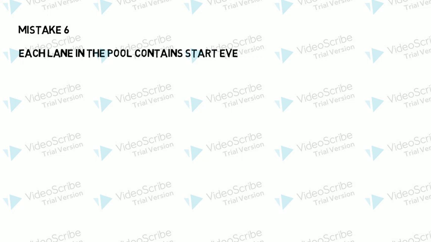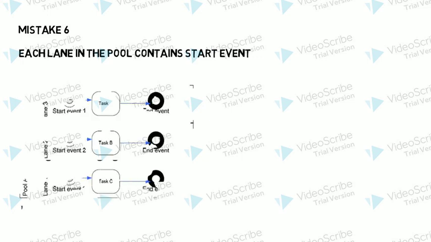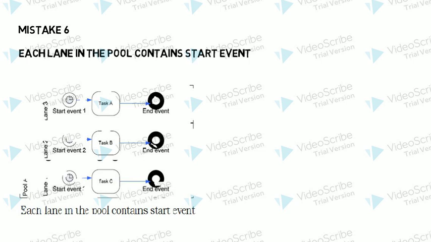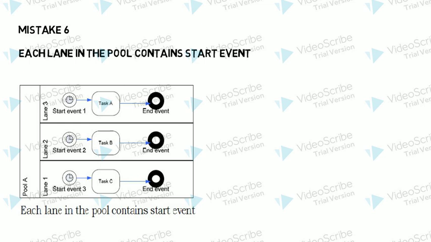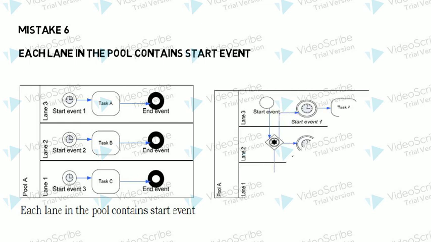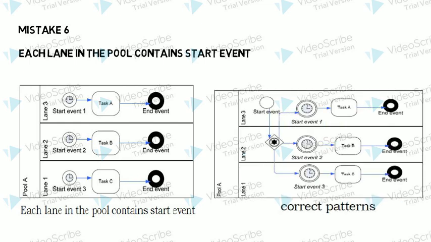Each lane in the pool contains a start event. Although this situation is allowed according to BPMN, it can cause a lot of ambiguity when reading the process model. Like process performers may think the processes in the organization are independent, which may not be true. The process can also be started at the wrong time. This is a pragmatic error. To resolve this issue, the process should include only one start event and sequence the activities.